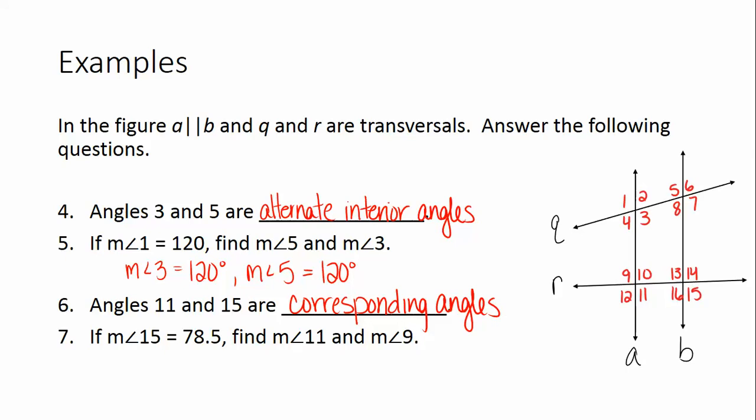And now we're given the measure of angle 15. We need to find the measure of angle 11. We just said that they're corresponding, 15 and 11, so that means they're congruent. So the measure of angle 11 is going to be 78.5 degrees. And the measure of angle 9, we can do this a couple of ways. 15 and 9 are related. Those are what we call alternate exterior angles. And 11 and 9 are related. Those are vertical angles. So they're all congruent. So either way you go, whether you're getting 9 from 15 or you're getting 9 from 11, it's still 78.5 degrees.